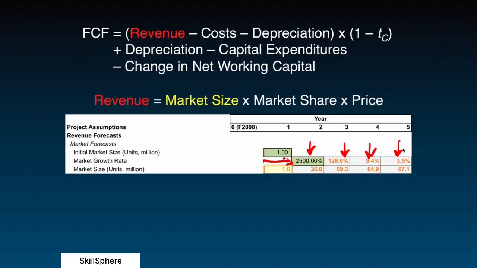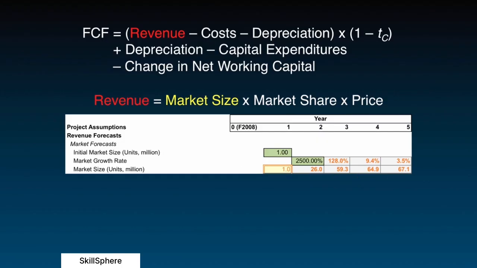So there's a host of different sources of input that go into these numbers, but at the end of the day, they are just assumptions, and I'm going to emphasize that fact later on. So I can use these two assumptions about the market to compute a market size in terms of millions of units, just 1 million in the first year. That's going to grow by 2,500%, 128, 9.4, 3.5. So that's my forecast for the size of the tablet market.